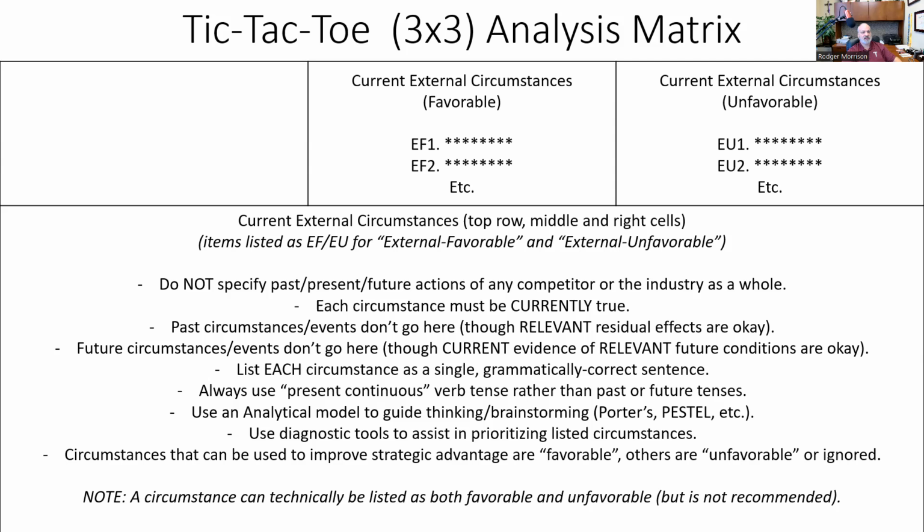Do not list any past, present, or future action of any competitor or the industry or anything as a whole in these 2 cells. This has nothing to do with actions. Okay? These are not output actions. Now, you can say that so-and-so company is pursuing this product or pursuing this particular thing, but the problem is not that they're pursuing that. The problem is the effect of that or why they're doing it.